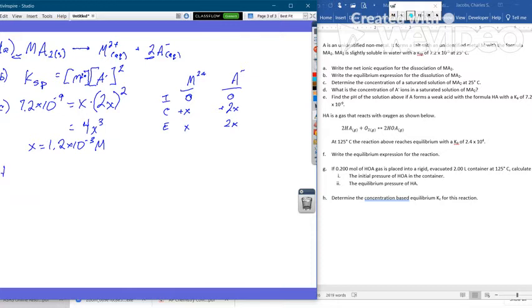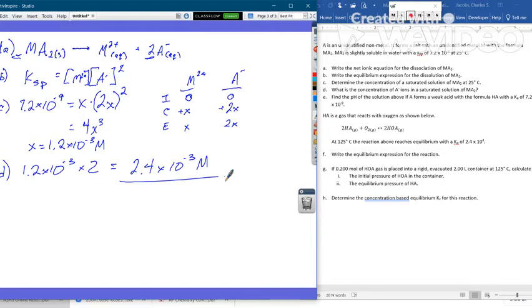So, letter D, we're just going to take our 1.2 times 10 to the negative third, and we are going to double it. And why are we doubling it? Because there are 2 moles of A produced for every 1 mole of MA2 that dissolves. So that gives us 2.4 times 10 to the negative third molar.